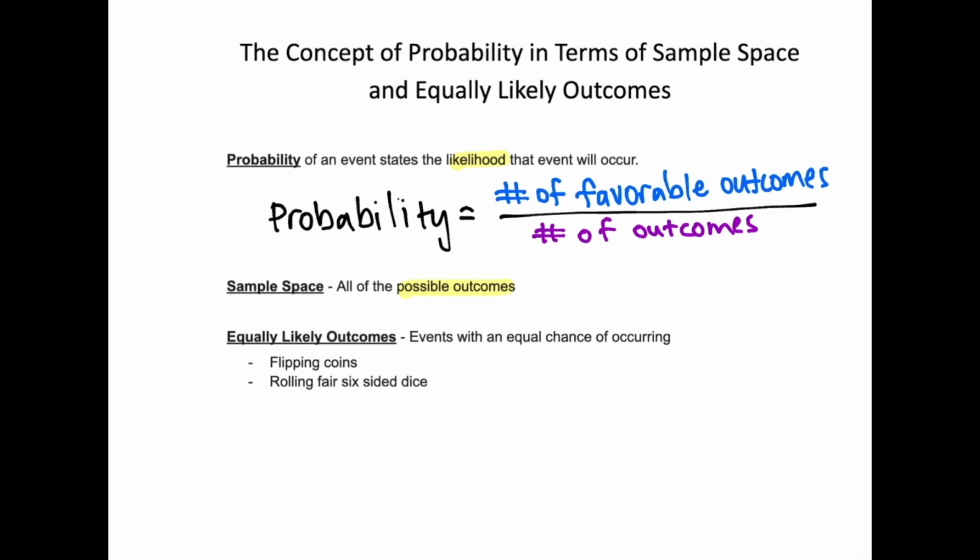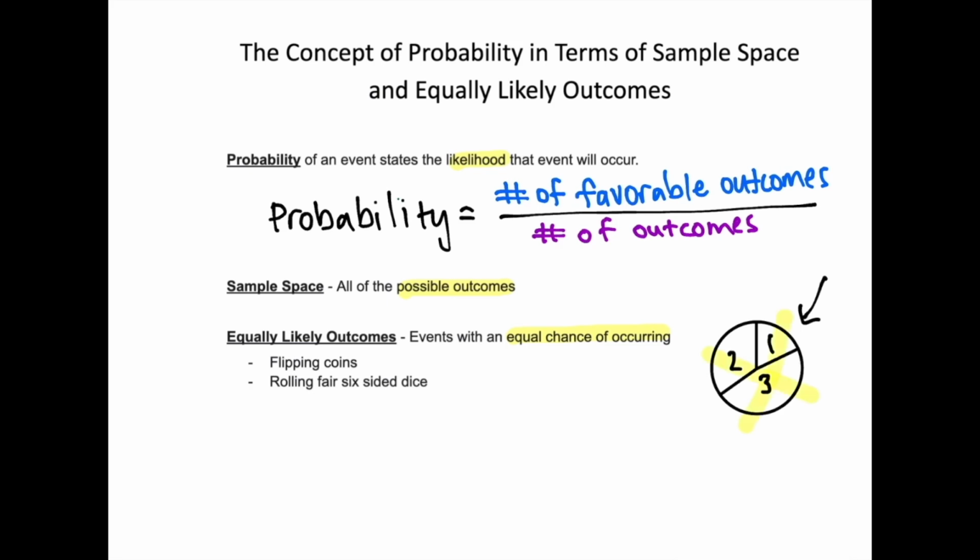Also, when you find probability, you need to have each outcome to be equally likely, meaning you have to have an equal chance of things occurring. If you looked at this spinner right here, do we have an equally likely chance of getting a 1, 2, or 3? The answer is no. So you could not say the probability of getting a 1 is 1/3.